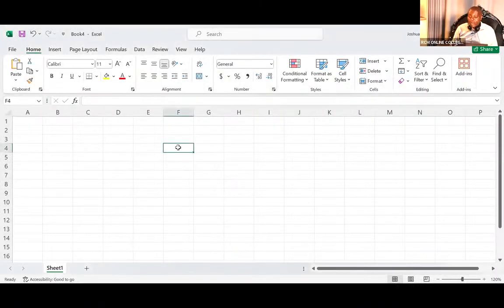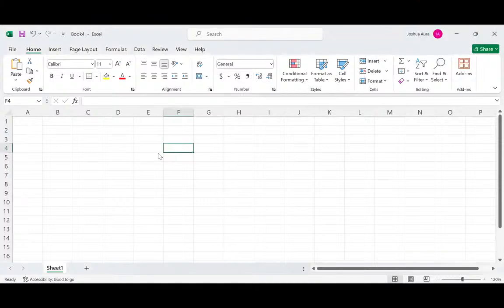Now, ladies and gentlemen, I would want us to prepare that table. And I would want us not to have so many shortcuts. We want to know how to prepare that table.